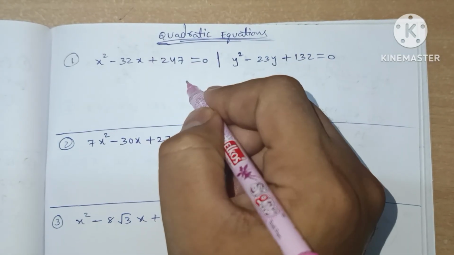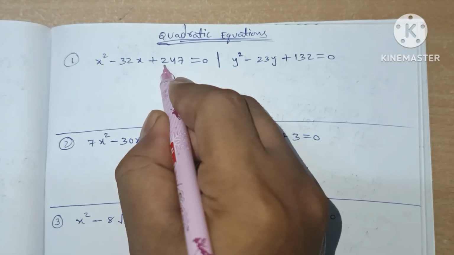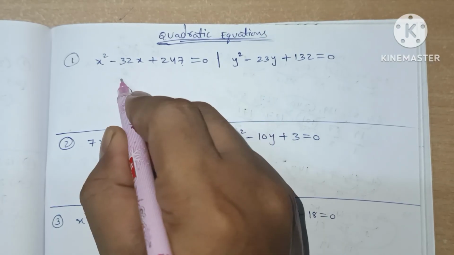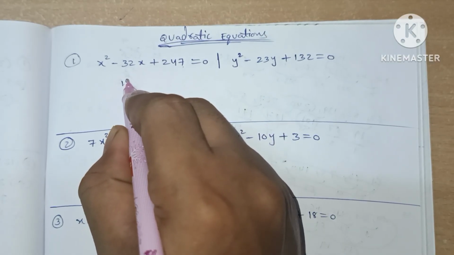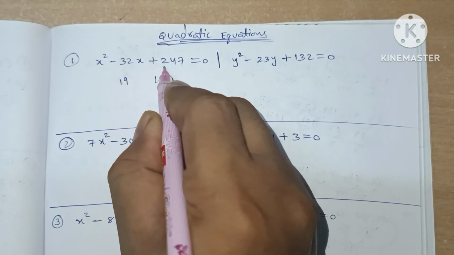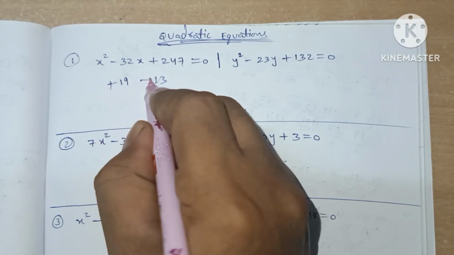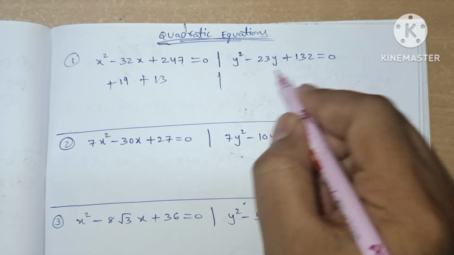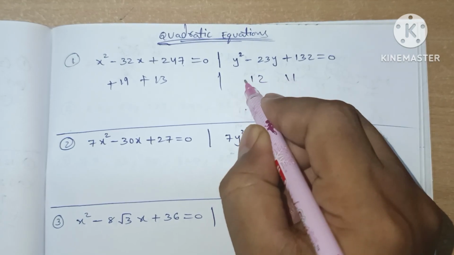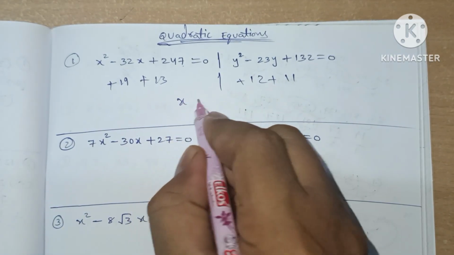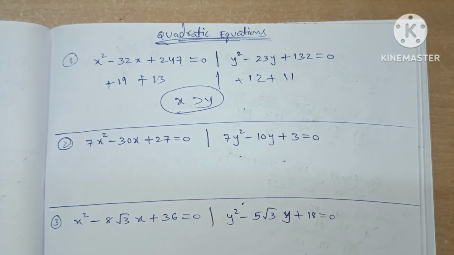Now we are going to see quadratic equations. First question, 247. We need to get 32. 247 is 19 times 13, and we get 32. Here the roots will be positive. Here 132 means 12 11 times, and the roots are positive. So by comparing these two, it is clear that x is greater than y.